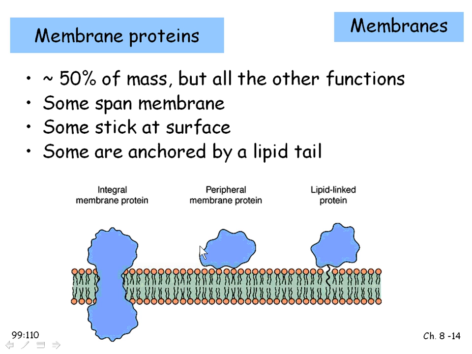To some extent, we can sort these guys out by what it takes to get them out. So for instance, the peripheral membrane proteins are just interacting through electrostatic interactions. And so high salt will often strip peripheral membrane proteins off of a membrane.